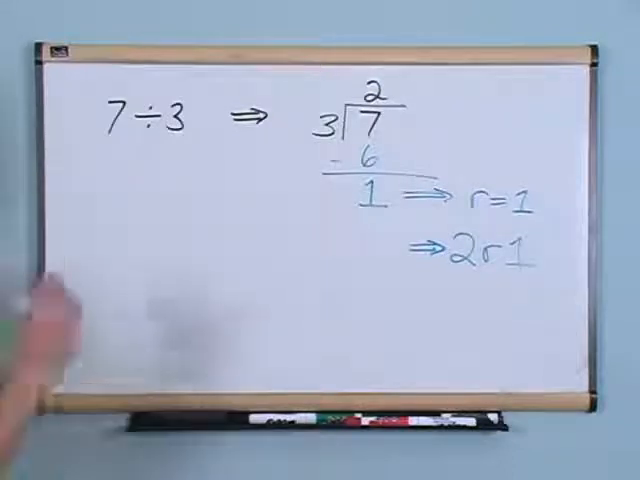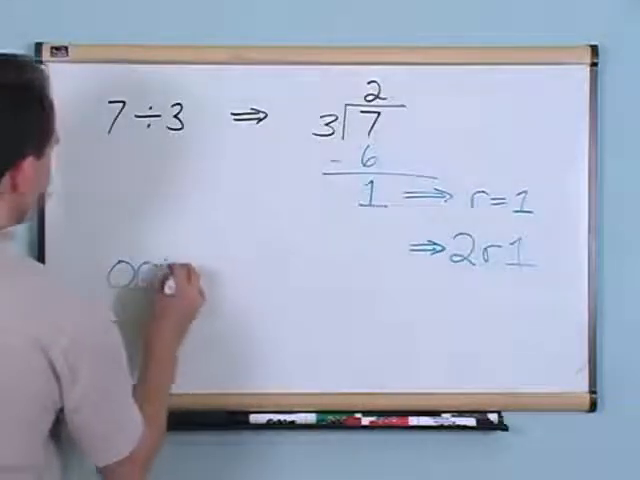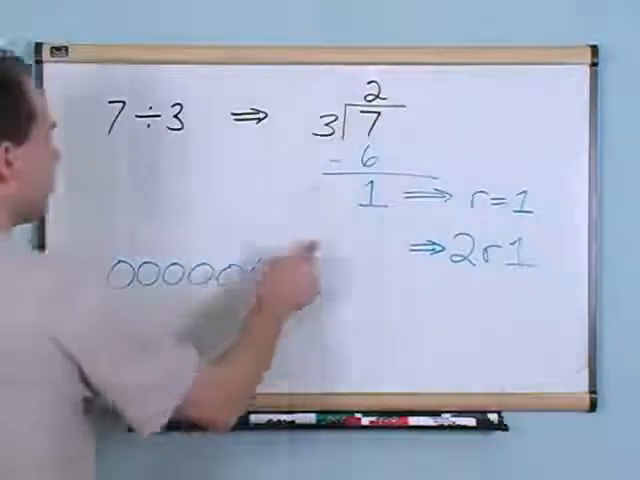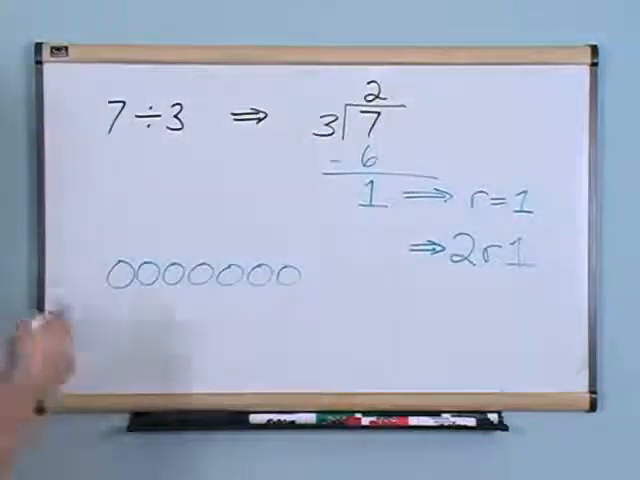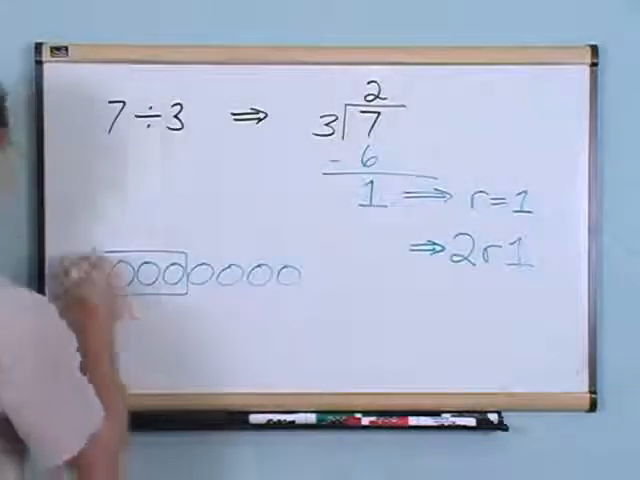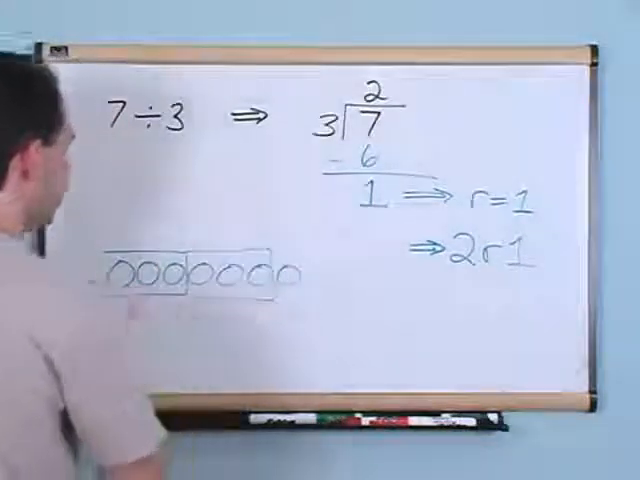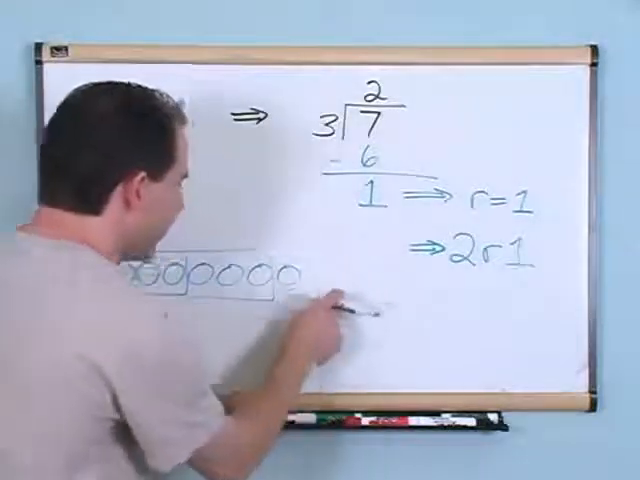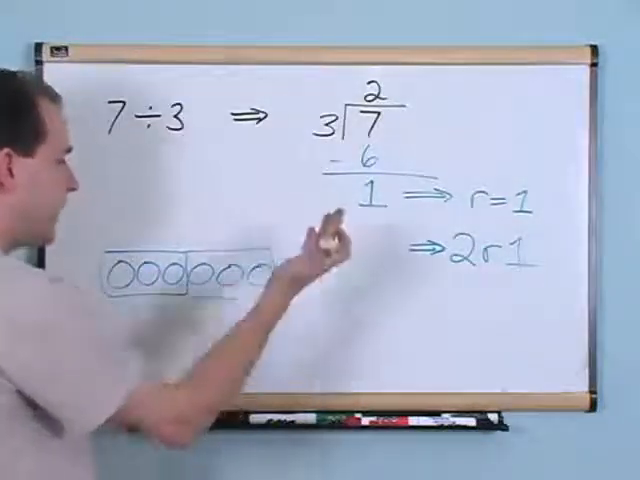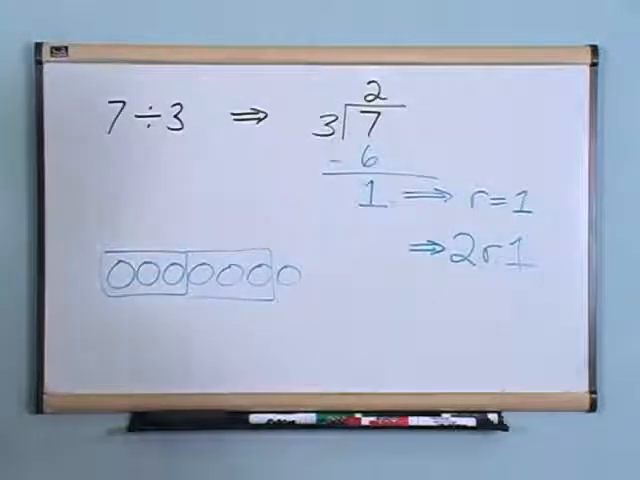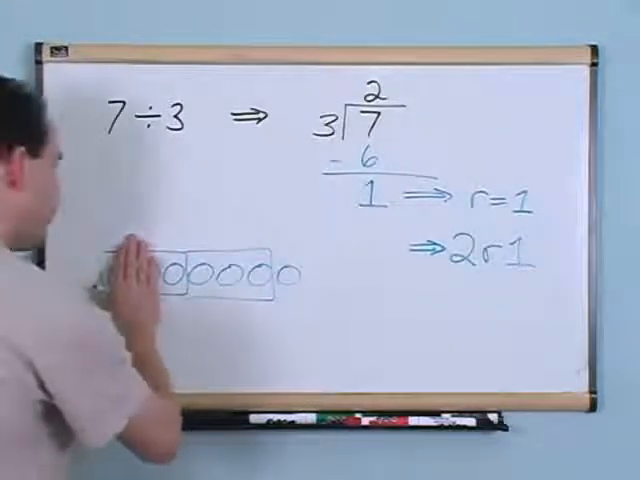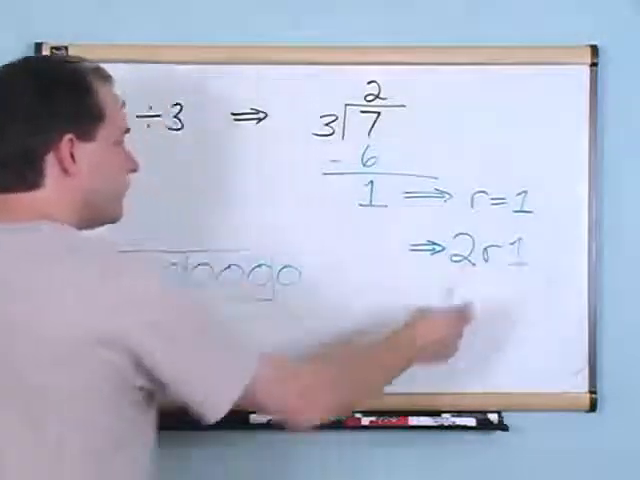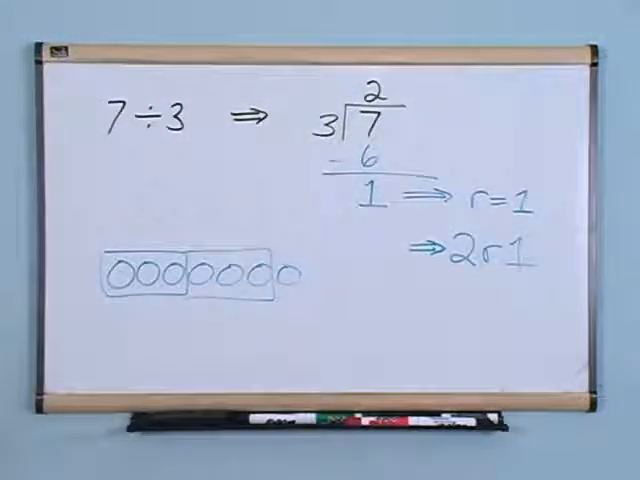Now let's see why that's the case. Here, let's draw 7 balls. 1, 2, 3, 4, 5, 6, 7. 7 balls. Now let's divide by groups of 3. There's one group of 3. There's 2 groups of 3. I can't make another group of 3 because I don't have any more balls, so I just leave him out here. So what this is telling me is when I divide by 3, here's one group of 3, 2 groups of 3, and 1 ball left over. That's what the remainder means.